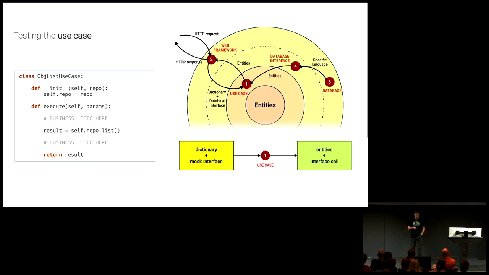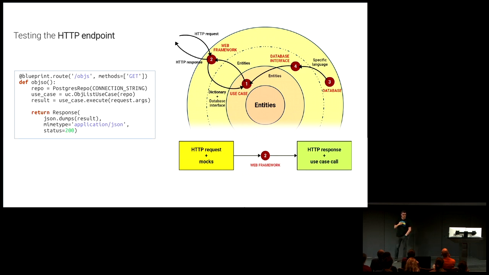Because if I want to test the use cases, if you look at this class, testing it is very simple, because I just need to pass a dictionary and a mock of the repository interface, and I have to test that the use case gives me back the correct entities and an interface call. It's a very simple test, 5 lines. Testing the HTTP endpoint is very simple.